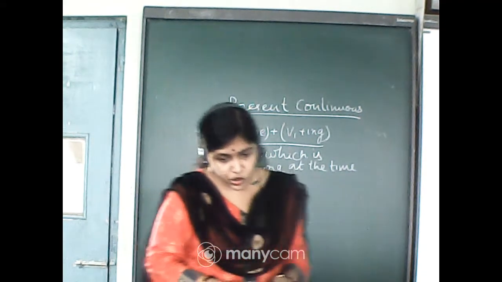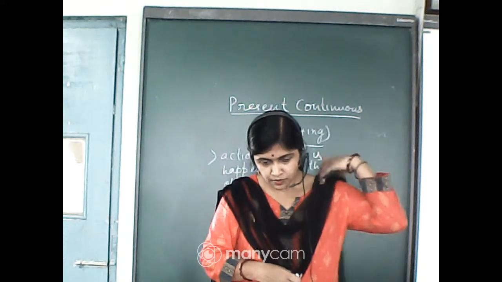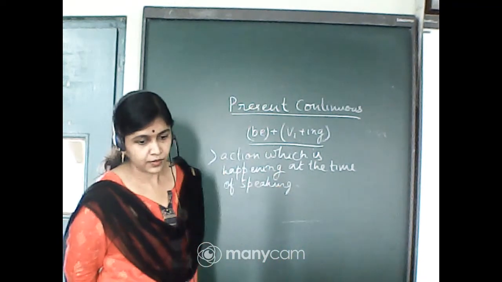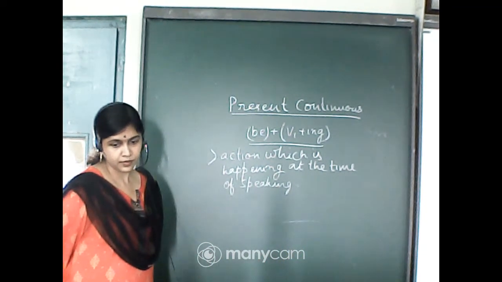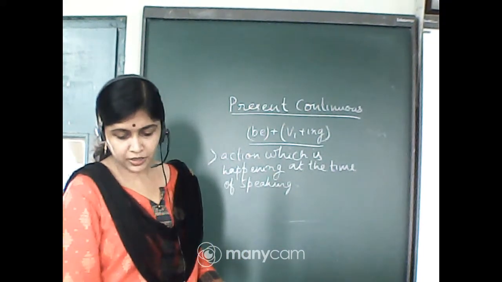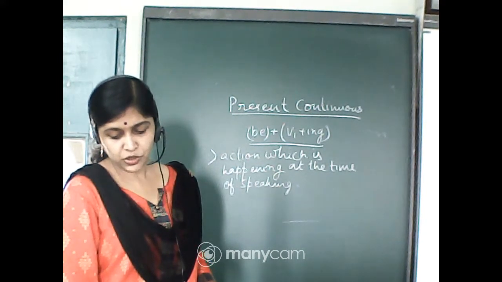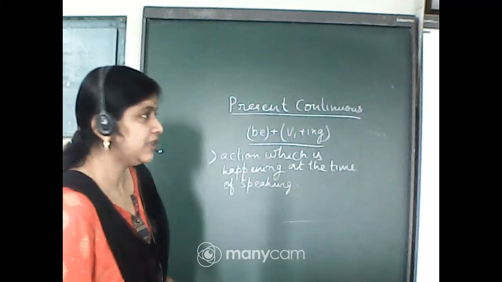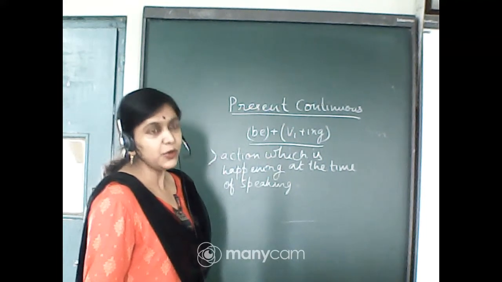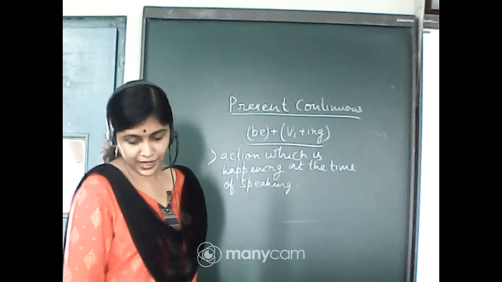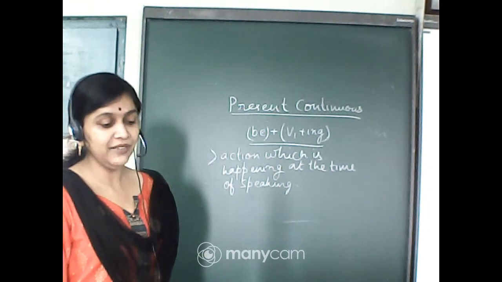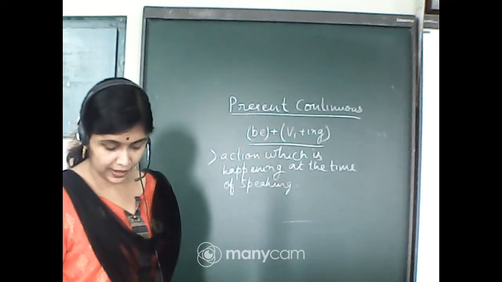Repeat showing 1. Am, is, are plus verb plus ing. So this is all about the present continuous tense. It is also sometimes used to talk about a definite plan which is going to happen in the future, like she is going to her friend's house for the puja vacation. Like that sometimes we do. But generally we use the present continuous tense for referring to an event or an action which is happening at the time of speaking. Right?